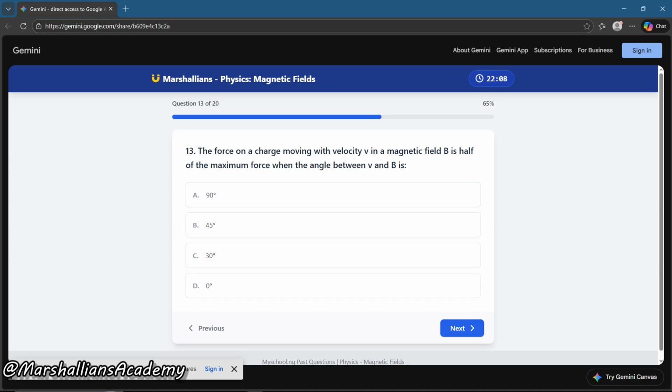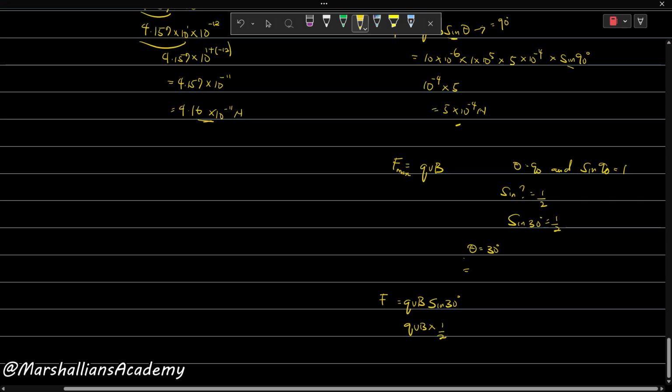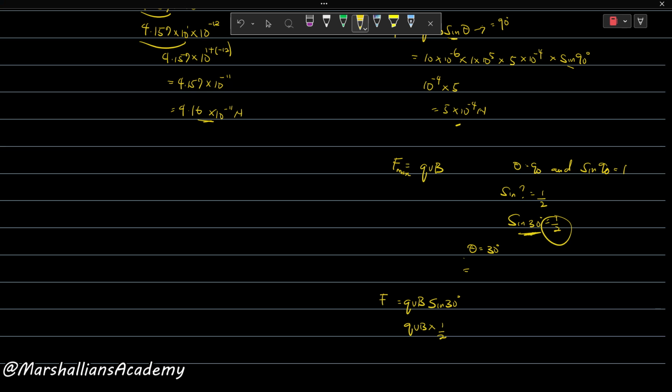Yeah, so we just answered this question. The force is going to be half, but like I said, when sine theta is equal to half, therefore the angle has to be 30 degrees.